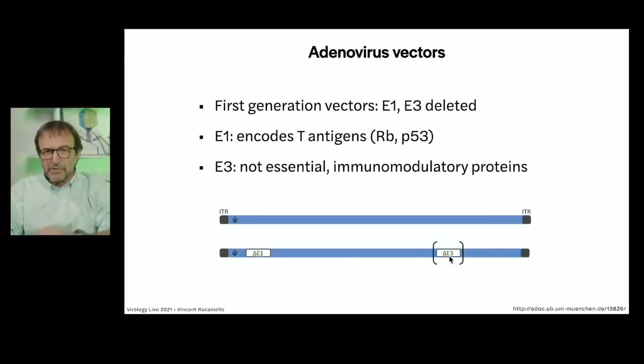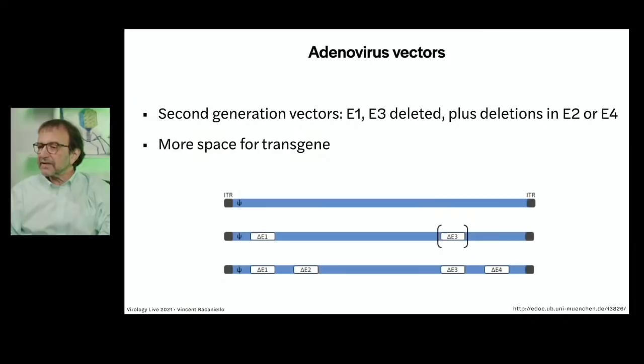But this has been a long evolving field. We made second generation vectors. We delete E1 and E3 plus E2 or E4. This is all from studies that show we can get rid of these other proteins, coding regions. And this gives us even more space for the transgene, depending on how big the transgene is that you want to put in, of course.